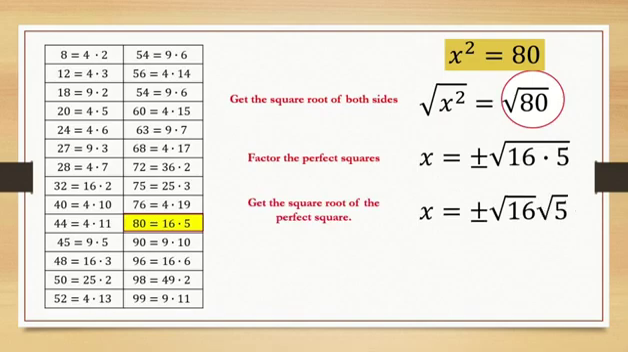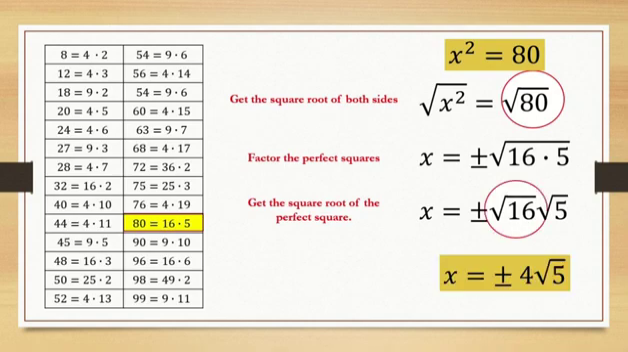So, x is equal to positive or negative square root of 16 times square root of 5. 16 is a perfect square, so we extract that. We will have x is equal to positive or negative 4 square root of 5. The 5 stays there because 5 is not a perfect square.